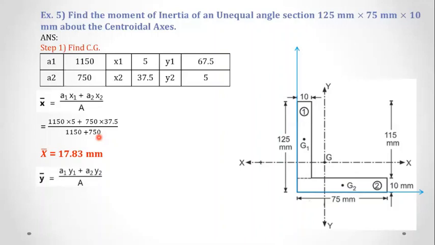Now find y bar. You know the formula of y bar. Y bar is equal to a1 y1 plus a2 y2 divided by a. Put all the values of a1, y1, a2, y2 in this formula. So y1 is 67.5, y2 is 5. You will get the answer of y bar equal to 42.83 mm. So our first step is over. Let's move on to the next step.